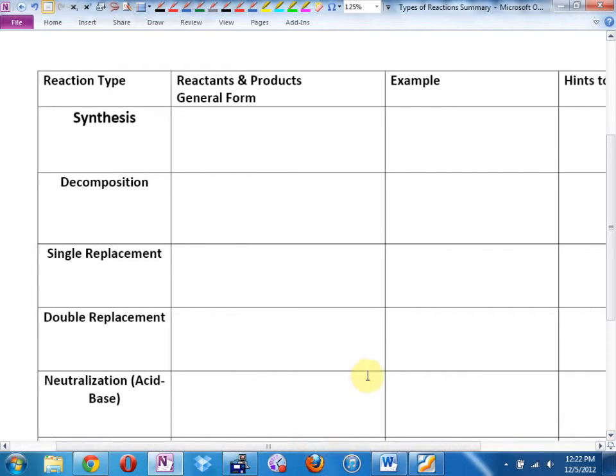The first type of reaction is the synthesis. And what you want to be familiar with is the general form. So a synthesis, if you want to, you can look at your notes for some help. This is when you were combining two elements. It looks like this. A plus B gives AB.